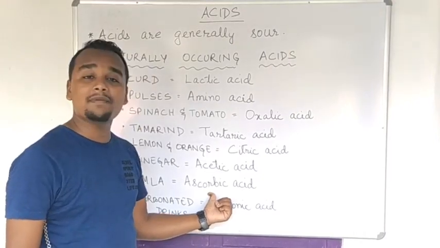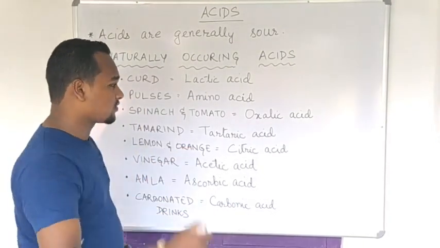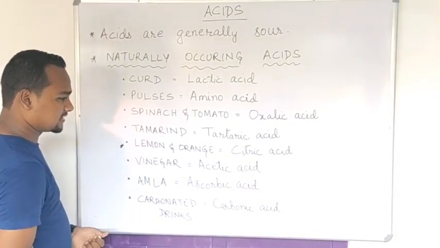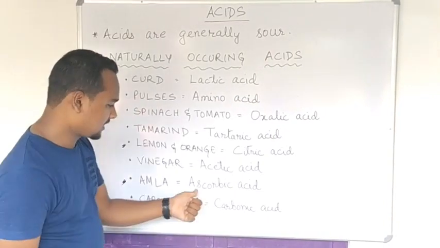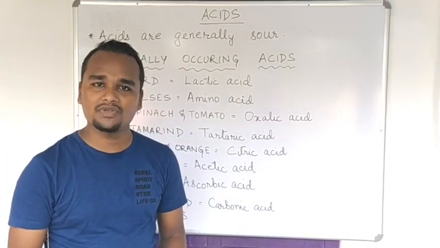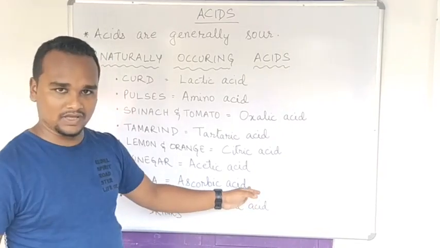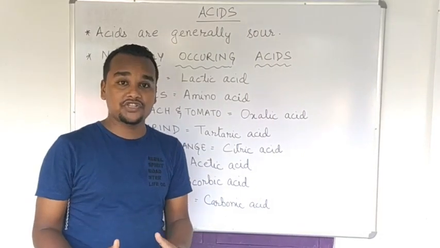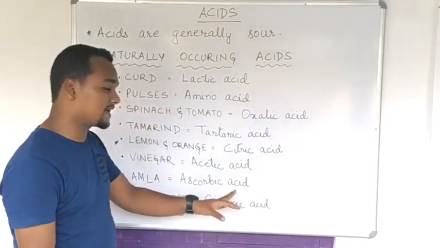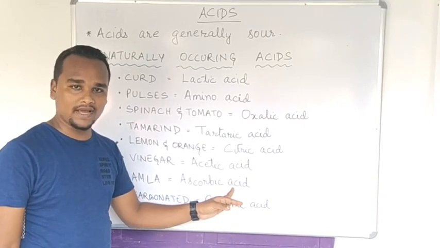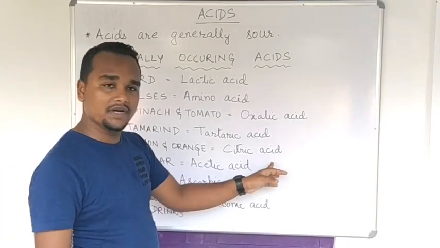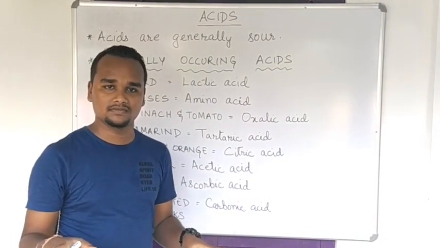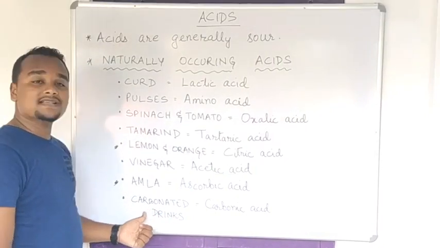The next one is amla. In amla, we have ascorbic acid. Now, a question might be arising in your mind: lemon, orange and amla, do they all contain ascorbic acid? This ascorbic acid is different from citric acid. Those fruits which contain vitamin C contain ascorbic acid. It does not mean that fruits which contain citric acid will contain vitamin C. It is completely different. Remember this, okay?